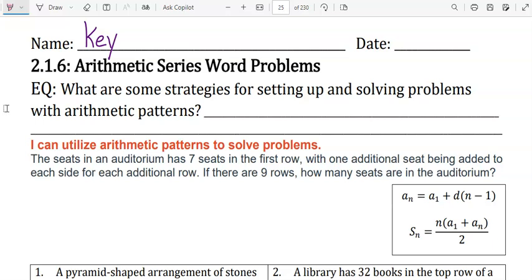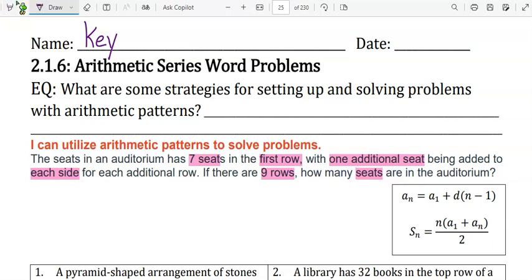The auditorium has 7 seats in the first row, with 1 additional seat being added to each side for each additional row. If there are 9 rows, how many seats are in the auditorium?